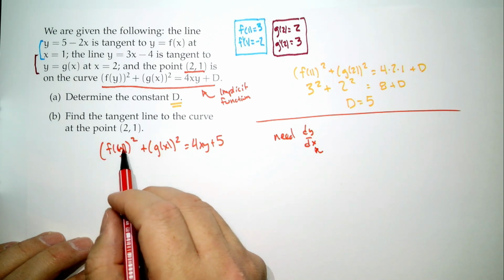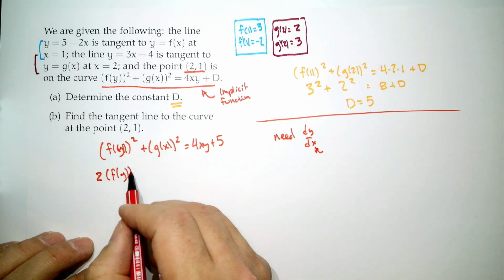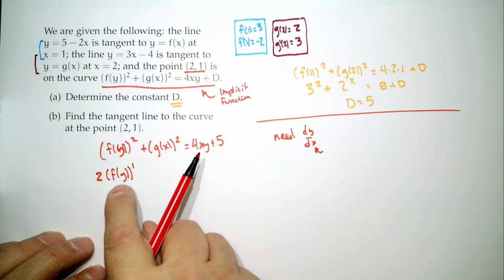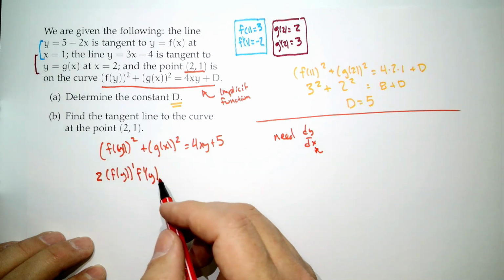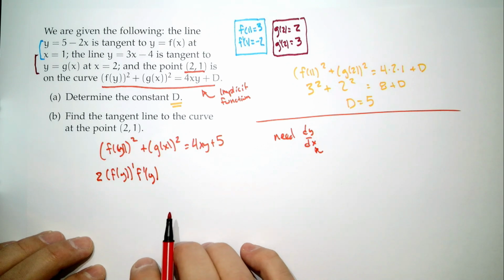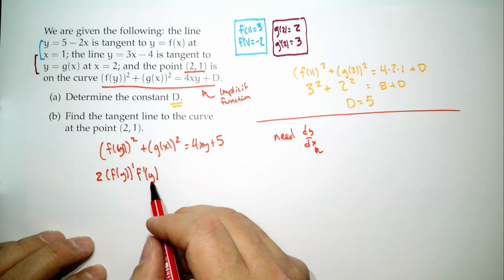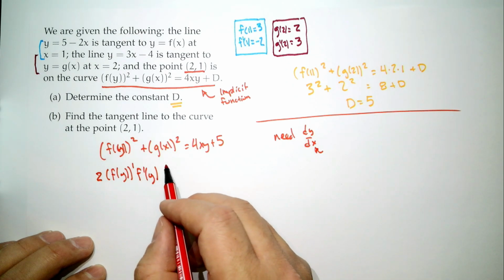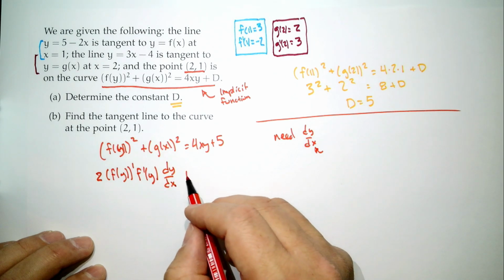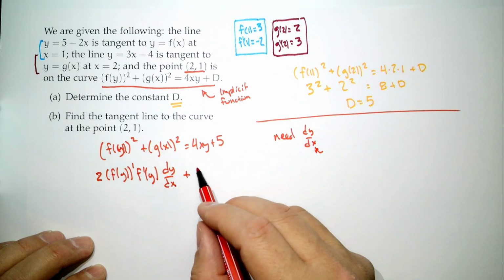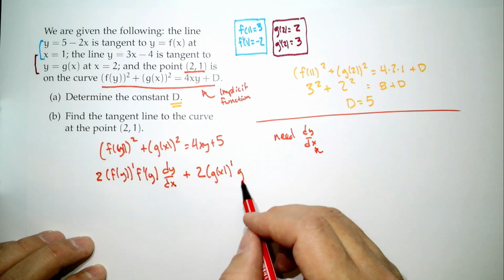So the derivative of f of y quantity squared, well, that's 2 f of y to the 1 times the derivative of f of y, which is f prime of y. And are we done? No, because we keep going. Times the derivative of y with respect to x, which is dy/dx. Plus, then a similar thing, 2 g of x to the 1 times g prime of x.